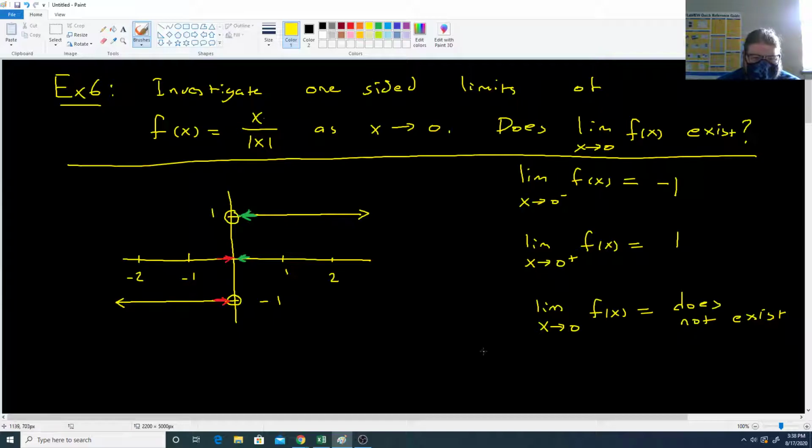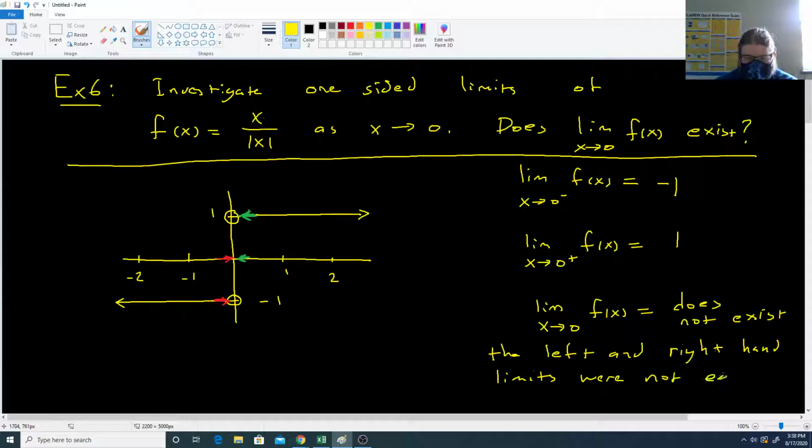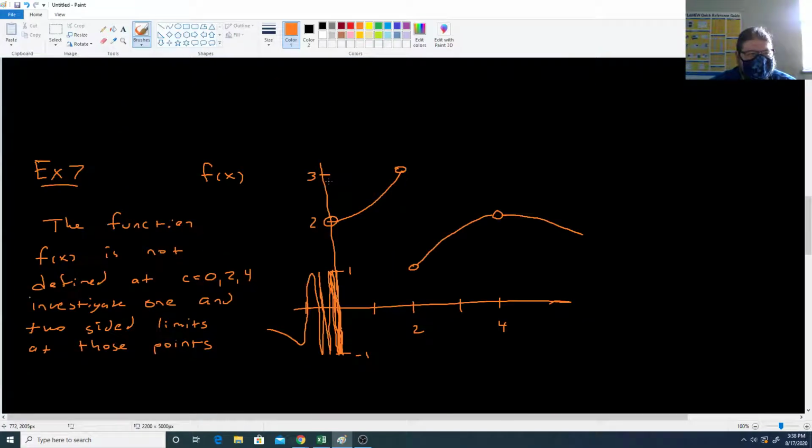And the reason is the one-sided limits, we could say the left and right-hand limits, were not equal. So that's the reason. The two-sided limit doesn't exist because the left and right-hand limits approach different numbers. So let's scroll on down here and take a look at example 7.